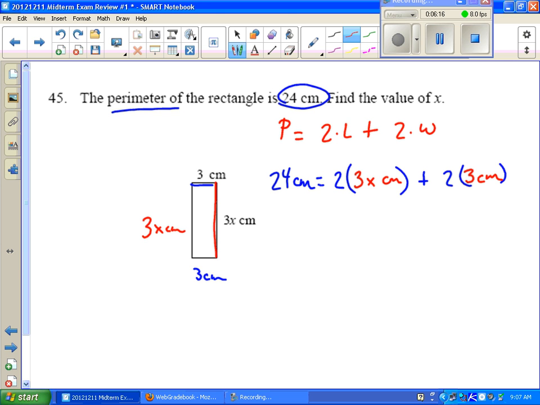Notice we went from having, if you count them, 3 variables, which you won't be able to solve, to now we only have 1 variable, and that's the x that's in this part right here.